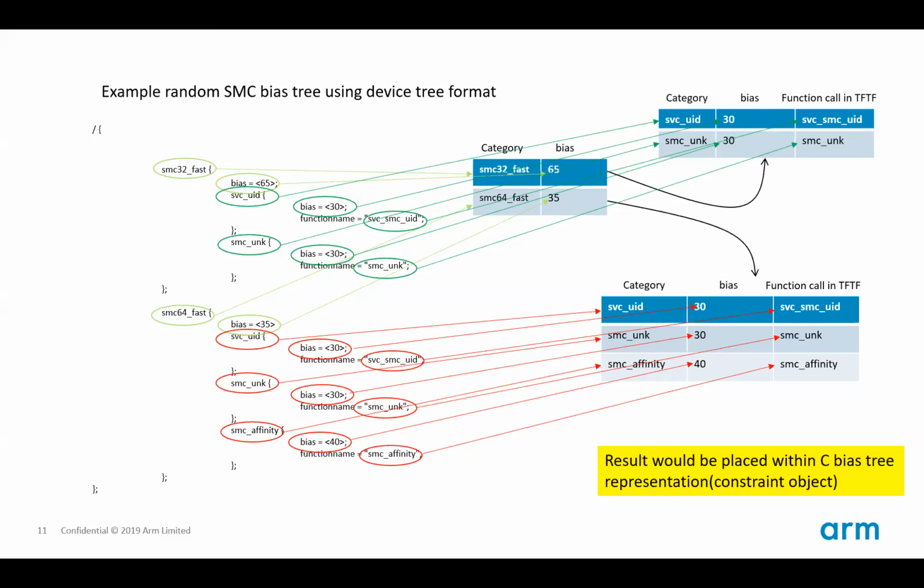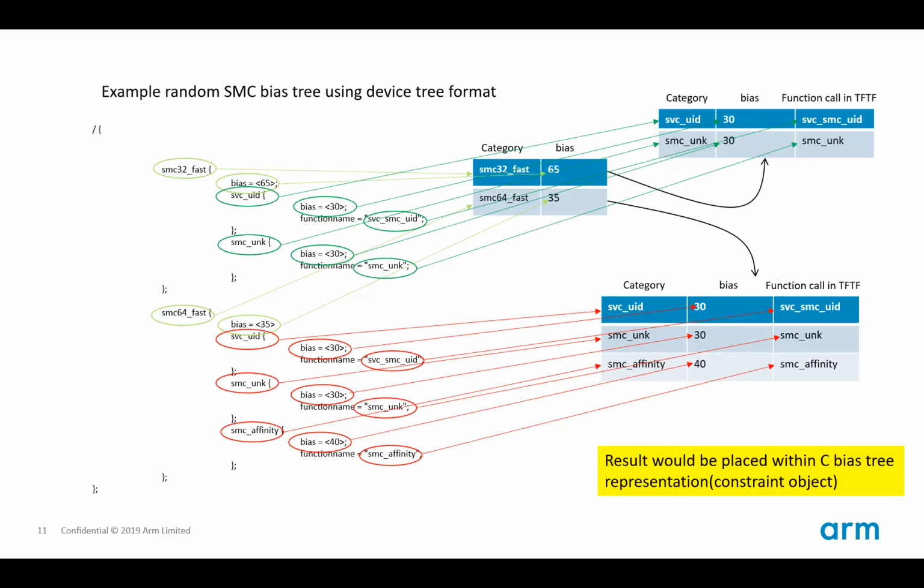Yeah, sorry, I had a question. What about the arguments to the SMC? It looks like you pass the device tree, and based on the bias, it determines what probability you would use to call, let's say, SMC affinity or whatever. So do you randomize the inputs to it, or are the inputs to each SMC fixed?